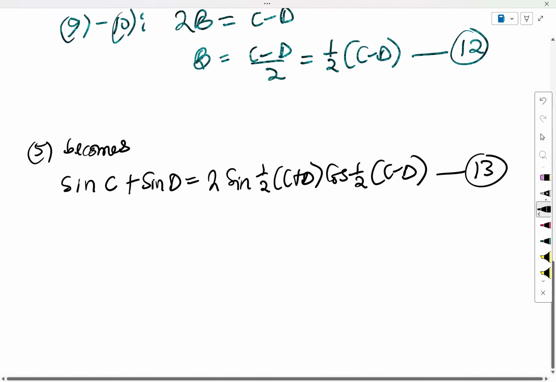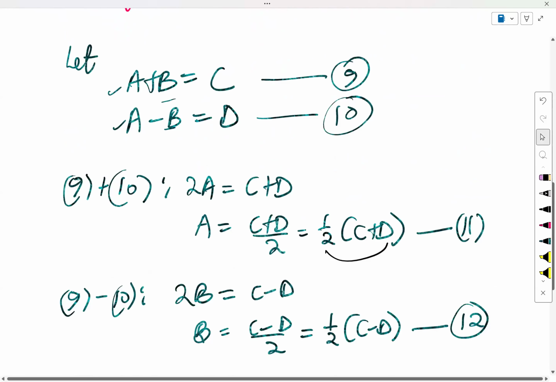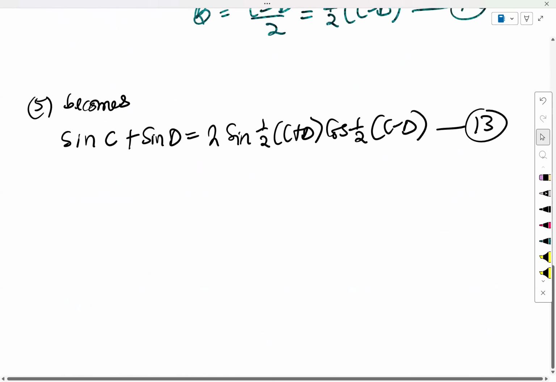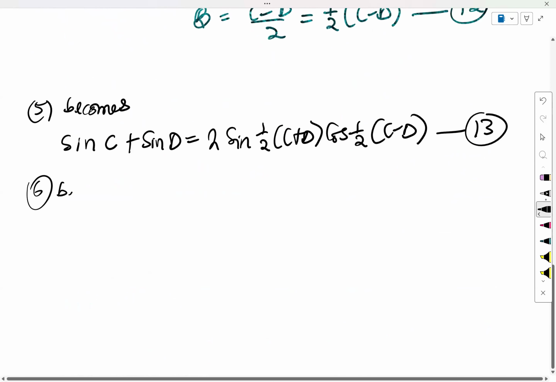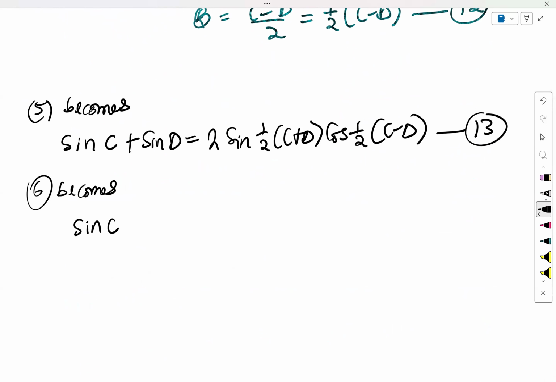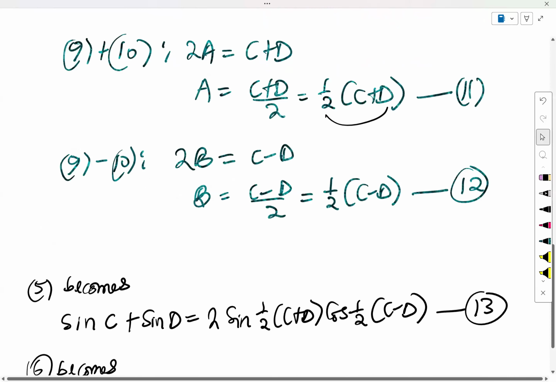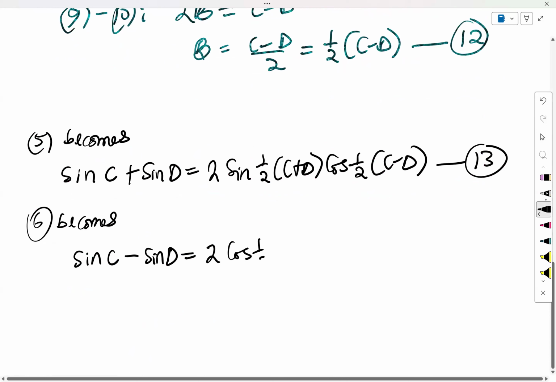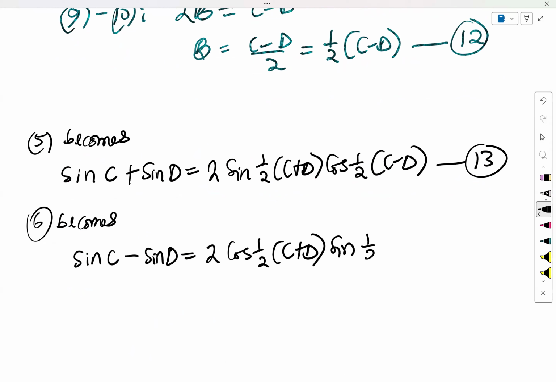And then the next one we have, of course, 6. 6 is sine A plus B minus sine A minus B. So 6 becomes sine C minus sine D equals 2 cos A sine B. That is 2 cos half C plus D sine half C minus D. And that is equation 14.